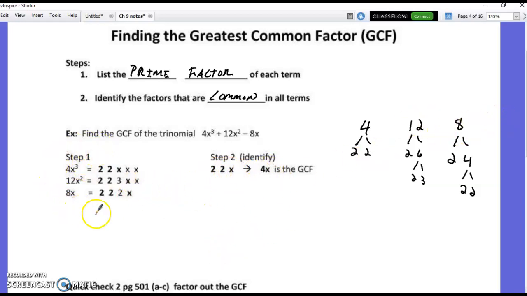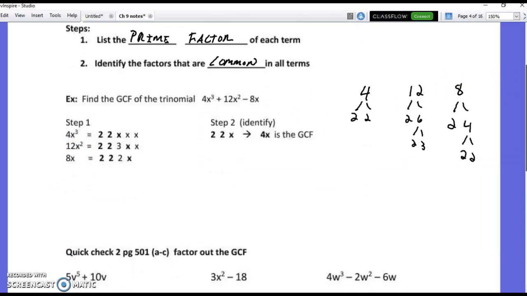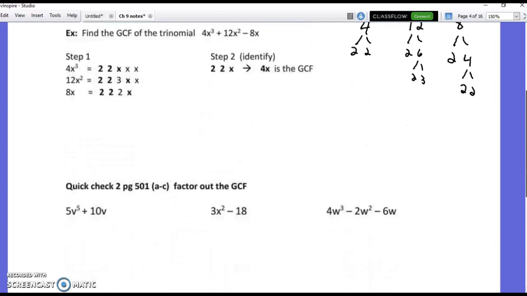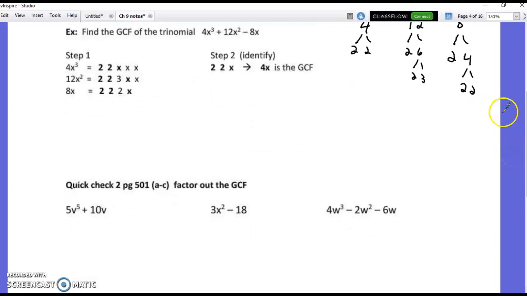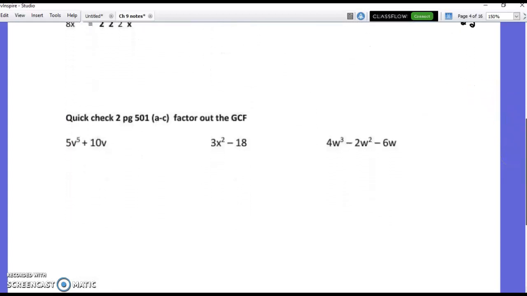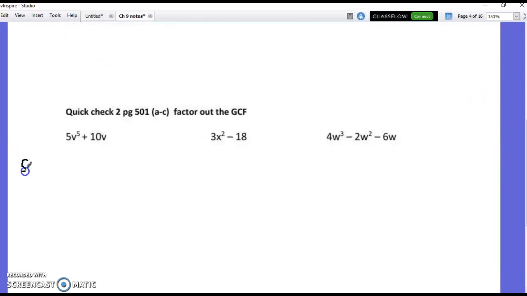Now you're going to want to list them out like this for when we do the next part about factoring them out, because there's an easy way to do it. So try to do it like this for these examples. For these, we're just finding the greatest common factor. So I'm going to list out 5v to the fifth and 10v. 5 is already a prime number, so we have 5 and then 5 v's. 1, 2, 3, 4, 5.